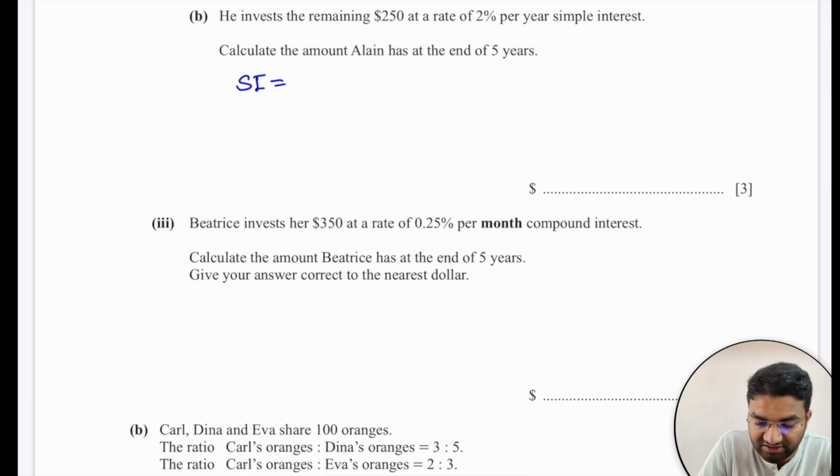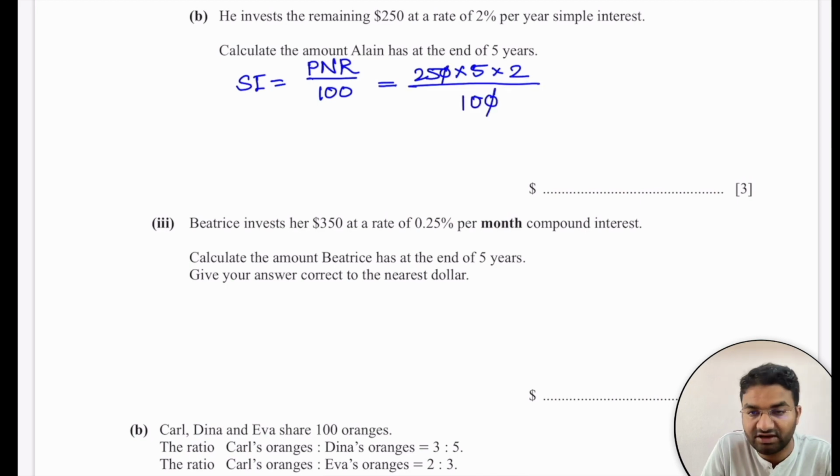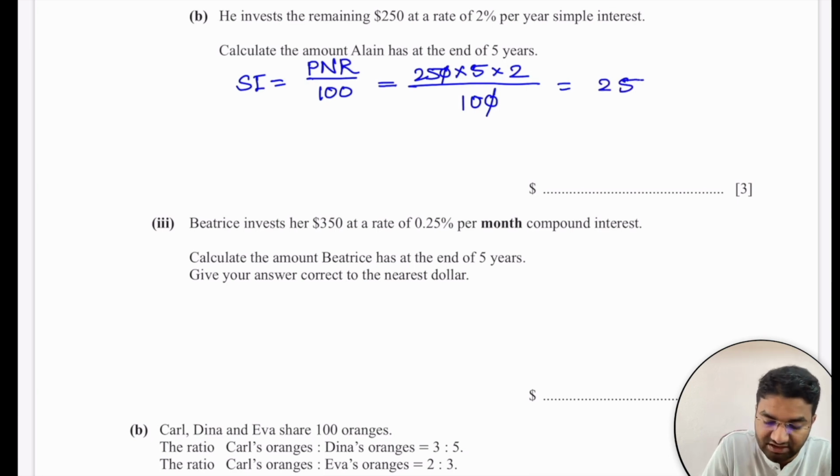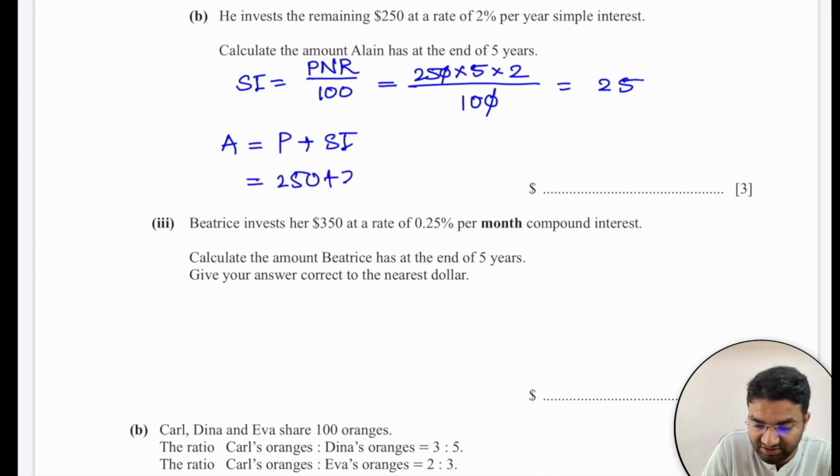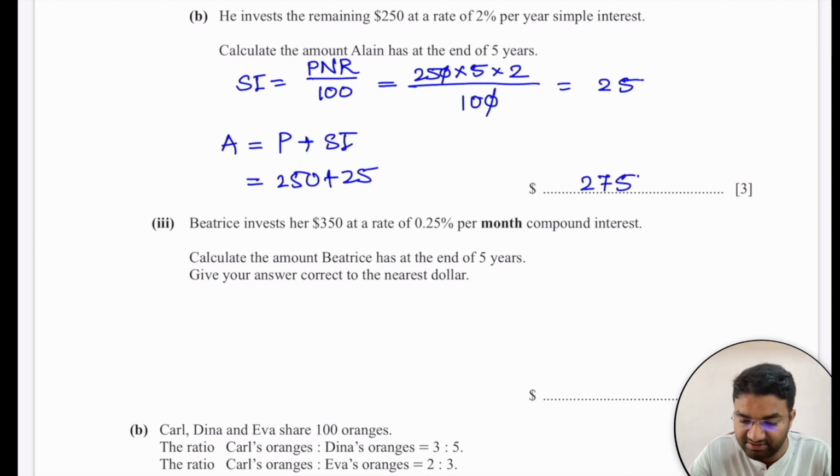So here simple interest is equal to PNR over 100. P is 250, times N is 5, the number of years, then 2 divided by 100. 10 cancels out, then 5 times 2 is 10, 10 gets cancelled out, and your answer is simple interest 25. Then the amount A is equal to principal plus simple interest, which is equal to 250 plus 25, that is 275 is the answer, the amount.